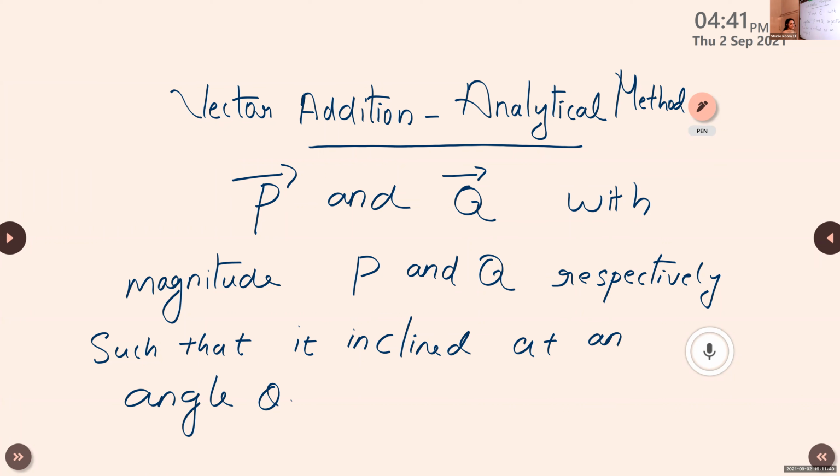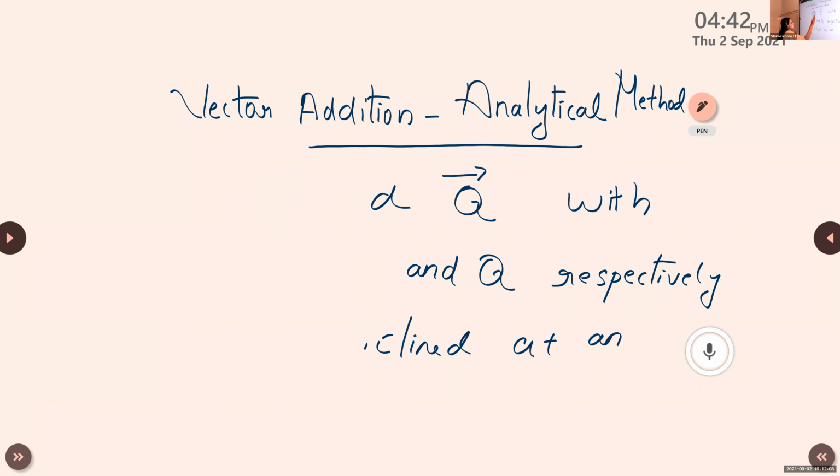So this is the condition that we consider in order to describe vector addition using the analytical method. Here we consider two vectors, vector P and vector Q. They have magnitudes P and Q respectively, and these two vectors are inclined at an angle theta. That is, these two vectors are joined and they make an angle theta. Okay, so let us draw the figure.